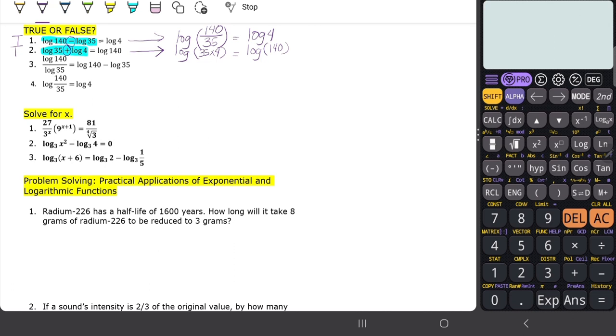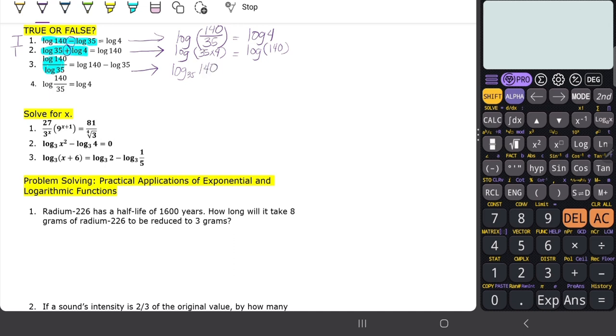For item 3, the quotient of log 140 over log 35 is equal to log 140 minus log 35. Okay? So, considering the left portion of this equation, since this is a ratio, ang pwede natin gawin dito is to use the change of base formula. So, log 140 over log 35 is equal to log base 35 of 140.